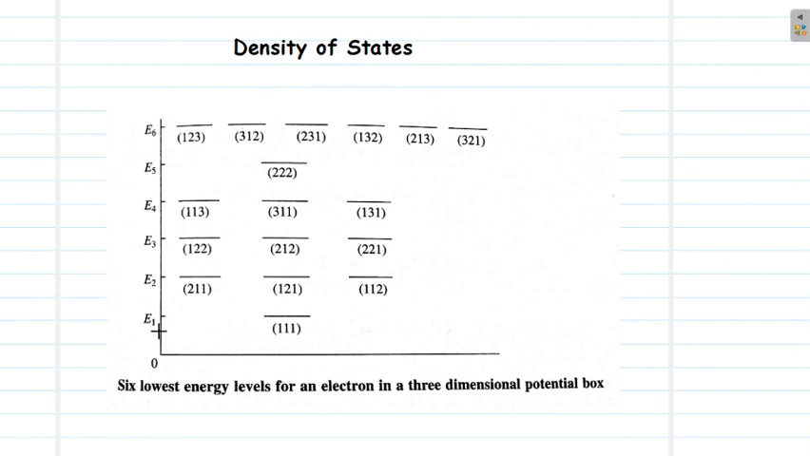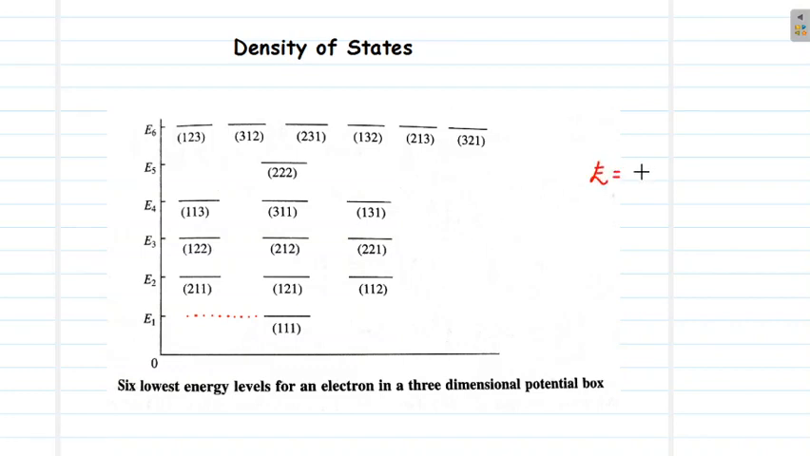Here you can see the lowest energy levels of the quantum system of a particle in a three-dimensional box. The lowest energy is available for the combination of numbers n1, n2 and n3 equal to 1. Its energy is the lowest. What is the energy equation for energy?